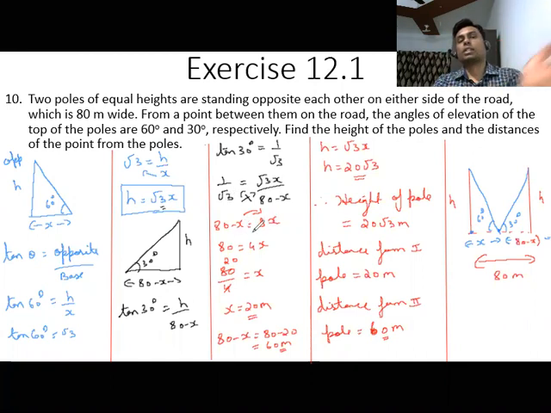80 minus x, bring x on the other side. 80 is equal to 4x. 80 by 4, x is 20 meters. Distance from the first pole is 20 meters. Then what is the distance from the other pole? 80 minus 20, it is 60 meters. And what is the height of the pole? Root 3x, so 20 into root 3. So height of pole is 20 root 3. Distance from first pole is 20 meters, and distance from the second pole is 60 meters.